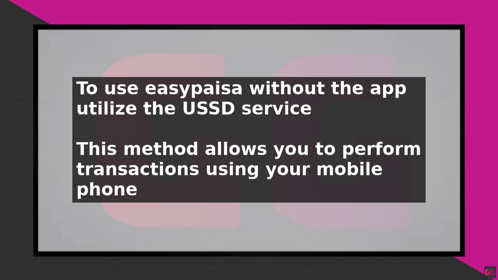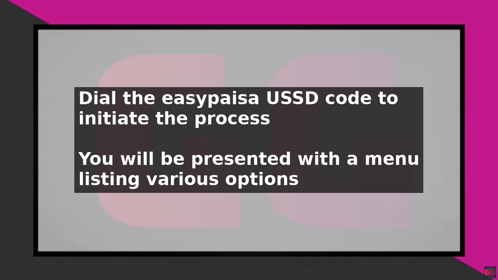Once you have dialed the code, you will be presented with a menu that lists various options such as balance inquiry, money transfer, and bill payment. Select the desired option by entering the corresponding number, and follow the prompts to complete the transaction. For example, if you want to transfer money, you will be required to enter the recipient's mobile number and the amount you wish to transfer.